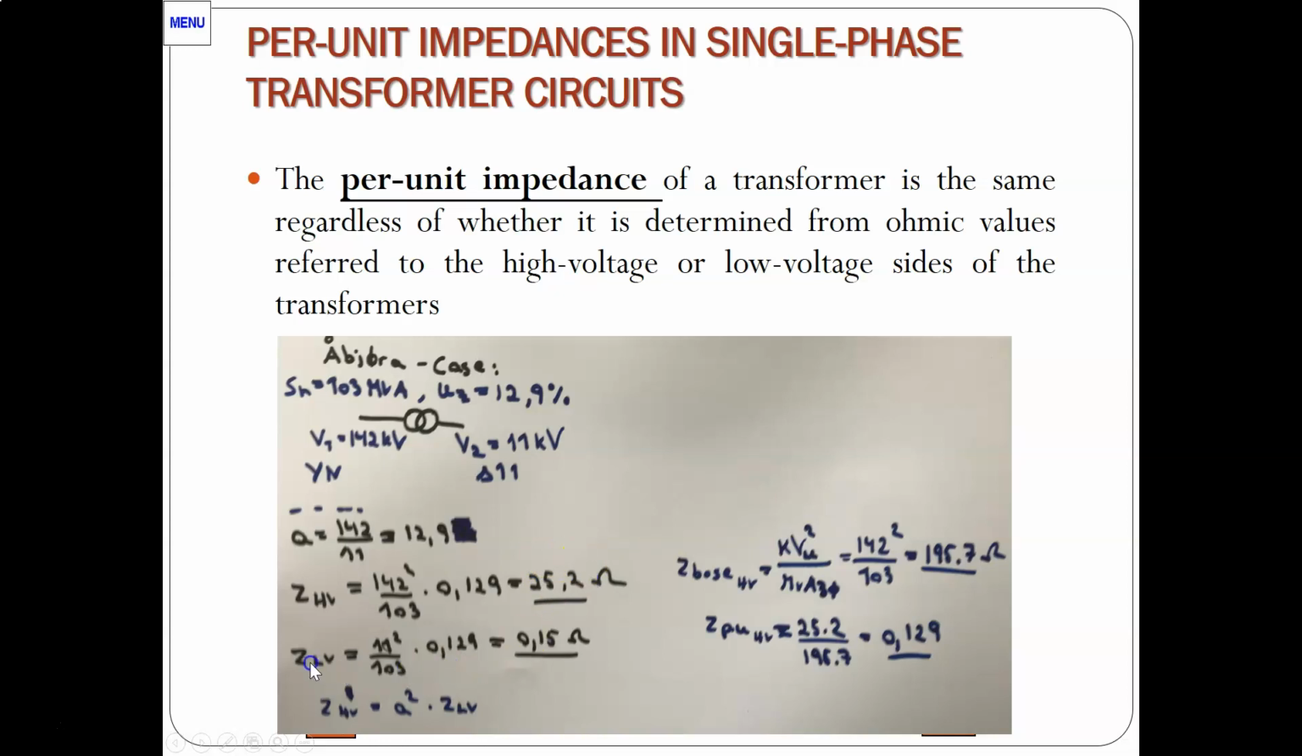The same you can do on the low voltage side. The ohmic value will, of course, be different depending on which side you are referring to. However, it's the same per unit impedance value that is used. You can also calculate a base value. Here's an example for the high voltage side. As we learned earlier, this will be the base value on the high voltage side. Then we can calculate a per unit impedance value from the 25.2, as you find here, divided by the base. And we come back to the same value as you have here.